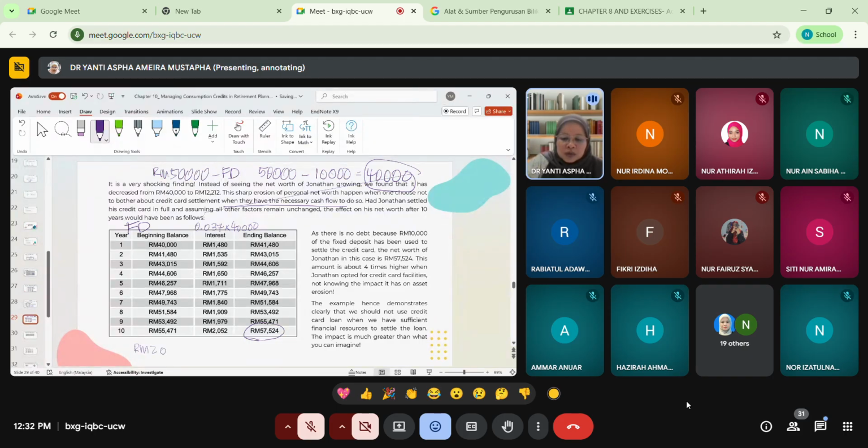If you have 2,000 ringgit to spare, for example, you have 2,000 ringgit cash and you have been eyeing to buy maybe something yang 2,000 lah. Let's say you nak beli handbag. The cost is 2,000. Okay, so you can use your credit card to pay 2,000 and at the end of the month, you use this cash to pay your credit card. That's why dia kata kita boleh guna credit card, but make sure you have sufficient financial resources to settle the loan.